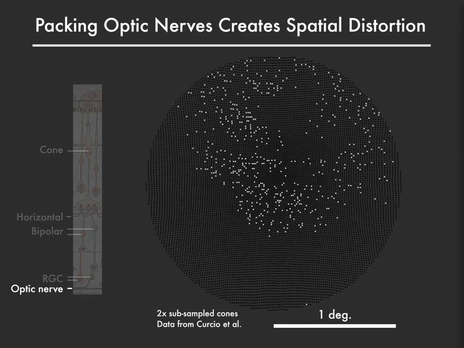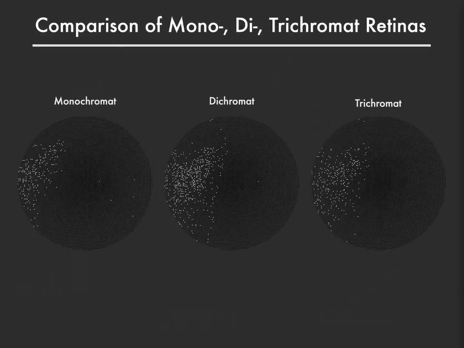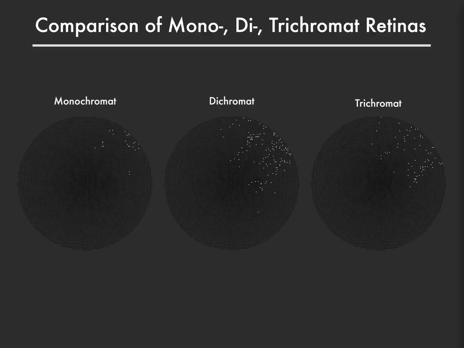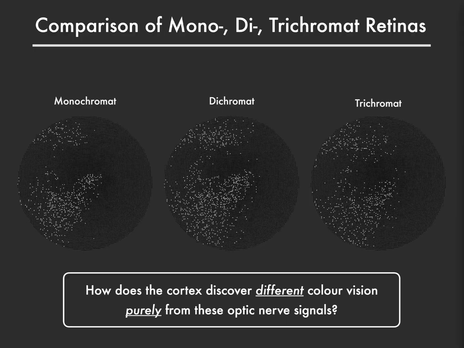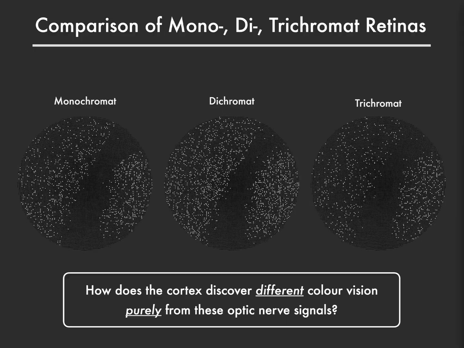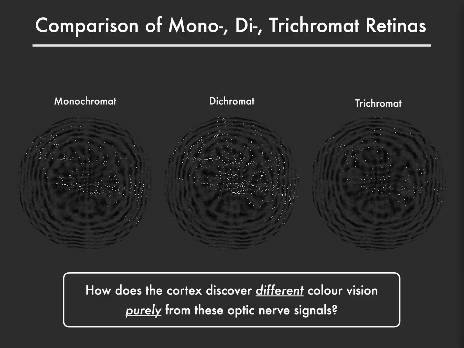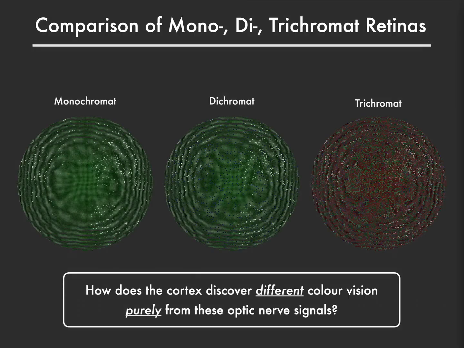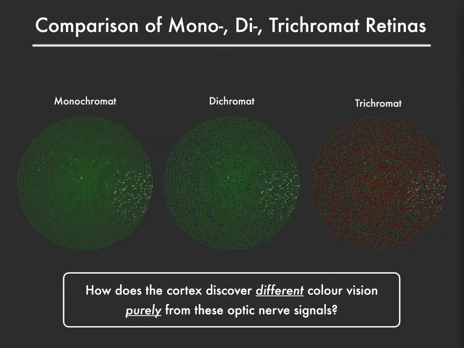When we compare this signal of a trichromatic observer with other variants, there's not much difference in these signals, as you see. This is noteworthy because it begs the question, how does a cortex discover different types of color vision purely from observing these optic nerve signals? Importantly, the cortex does not know a priori how many cone types are in the retina or whether the person is born colorblind or not.